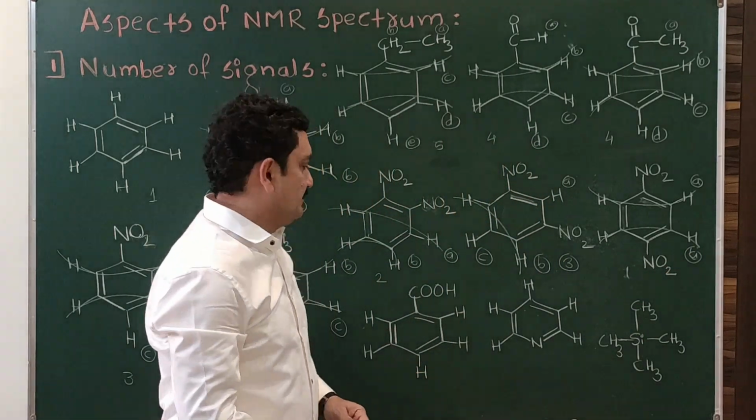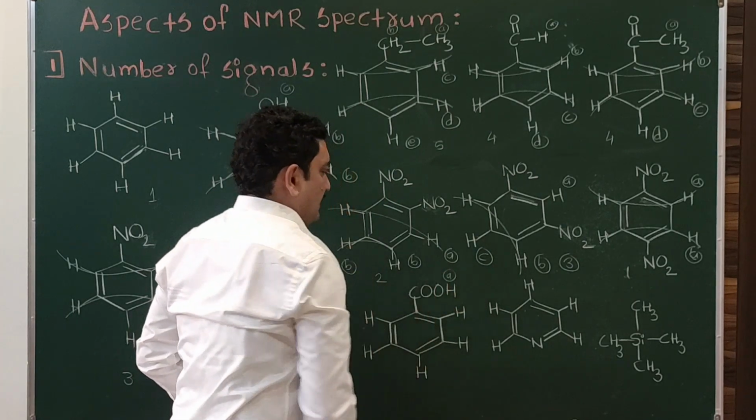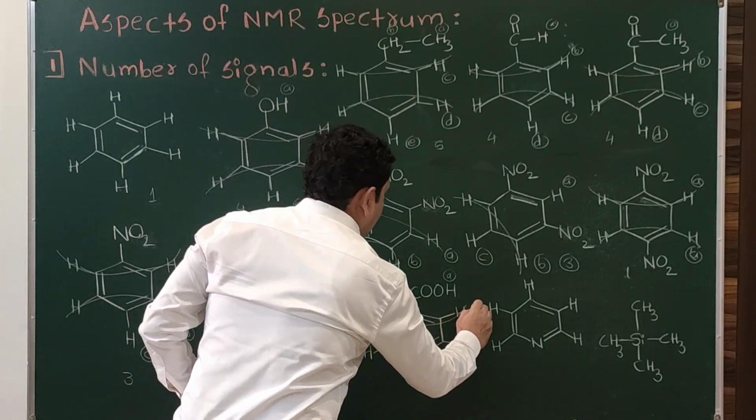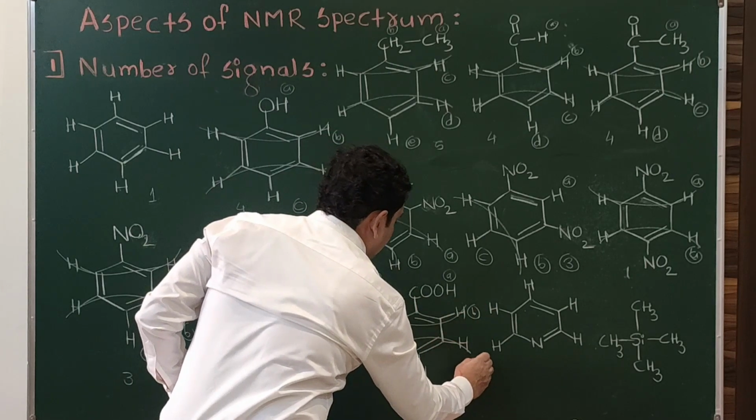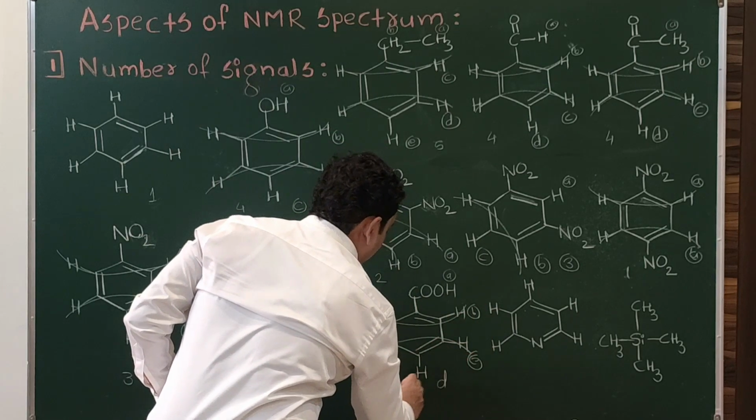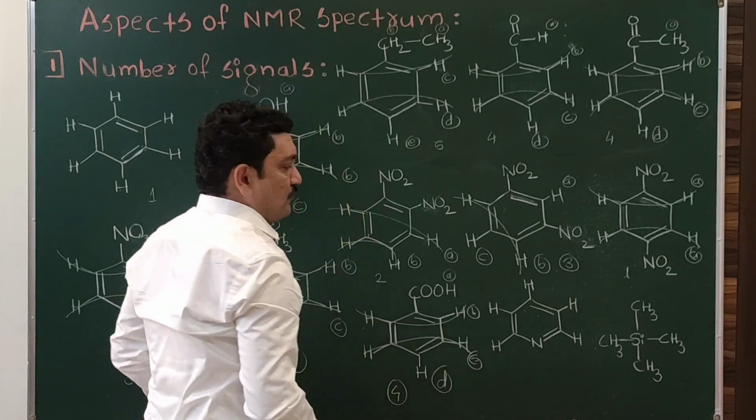Now benzoic acid. The COOH hydrogen will give 1 signal. The ortho hydrogen will give the second, the meta hydrogen will give the third, and the para hydrogen will give the fourth. The number of signals will be 4.